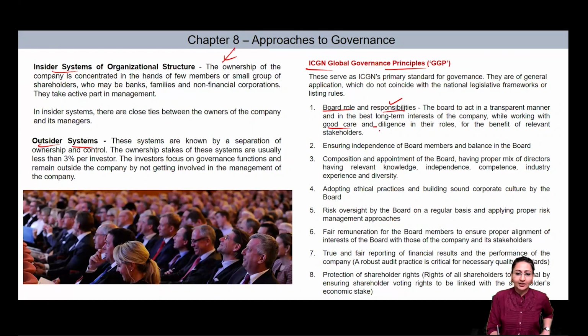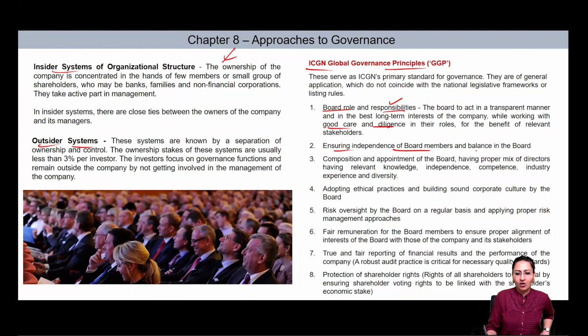They have to take good care of their role. They have to take care diligently in the business transactions. Then they have to ensure that the board members are independent. They do not have a self-interest or any other independence threat.